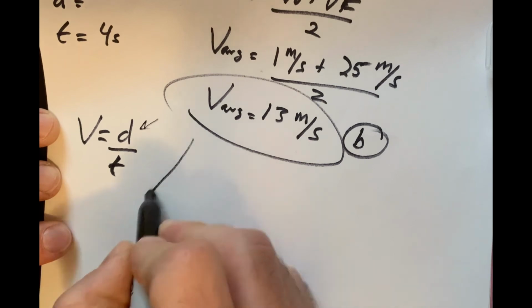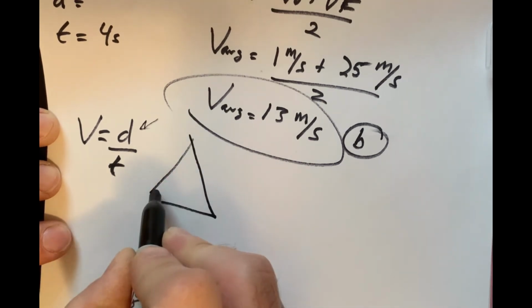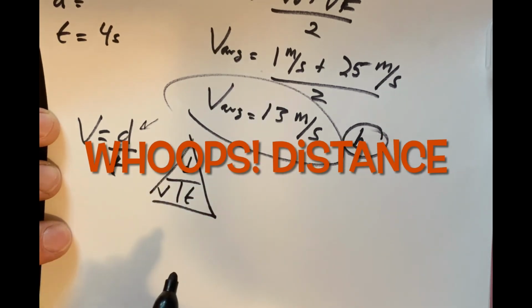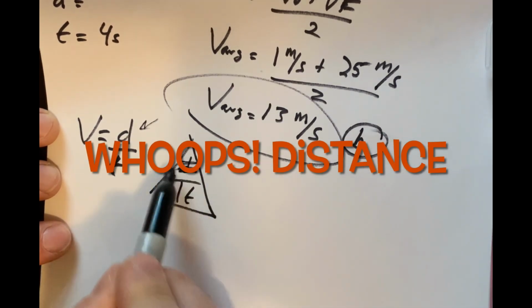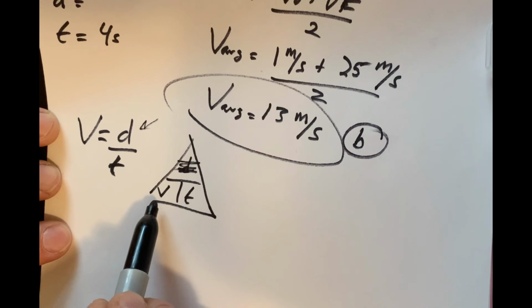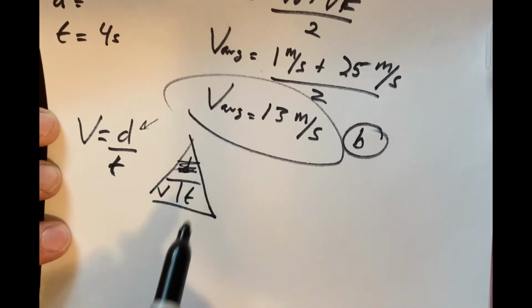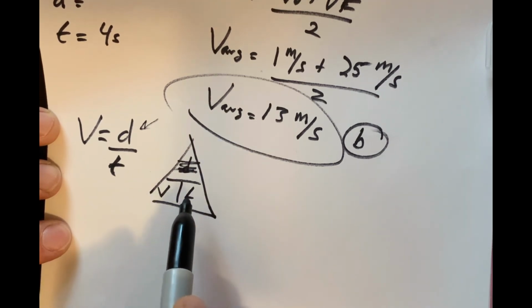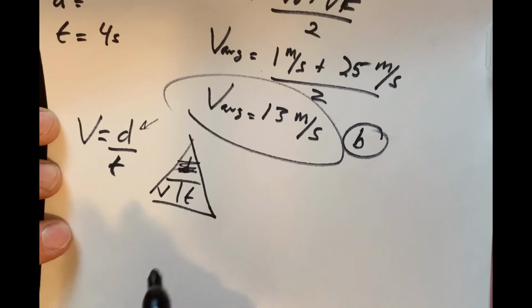And this time I think I'm going to use the triangle that I've shown you. Velocity is equal to distance over time. And I want to find the distance, so I'll cover that up. And I know that if I multiply, and again, this is the average velocity that we're talking about, which we've just solved right here, if I take the average velocity and multiply it by the time, I'm going to get the distance. And so that's great.